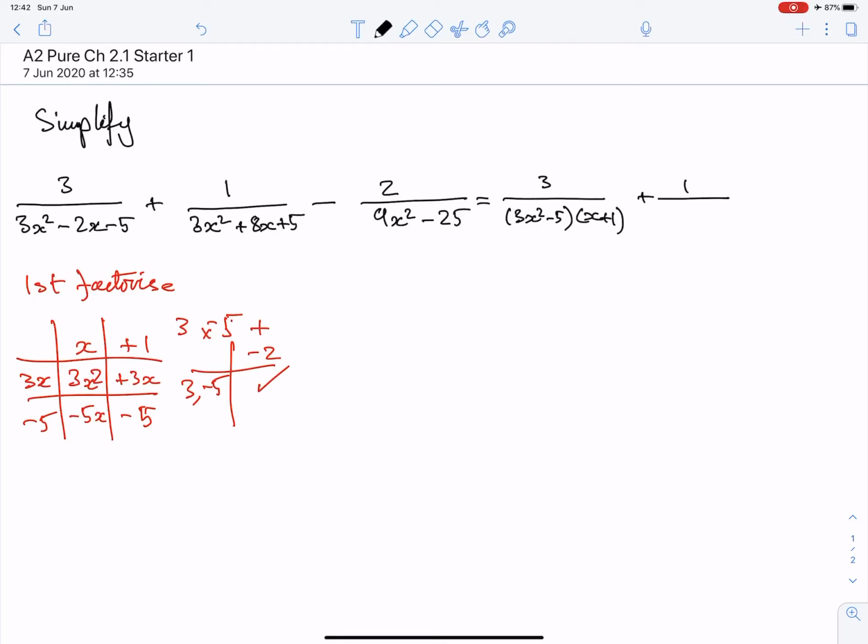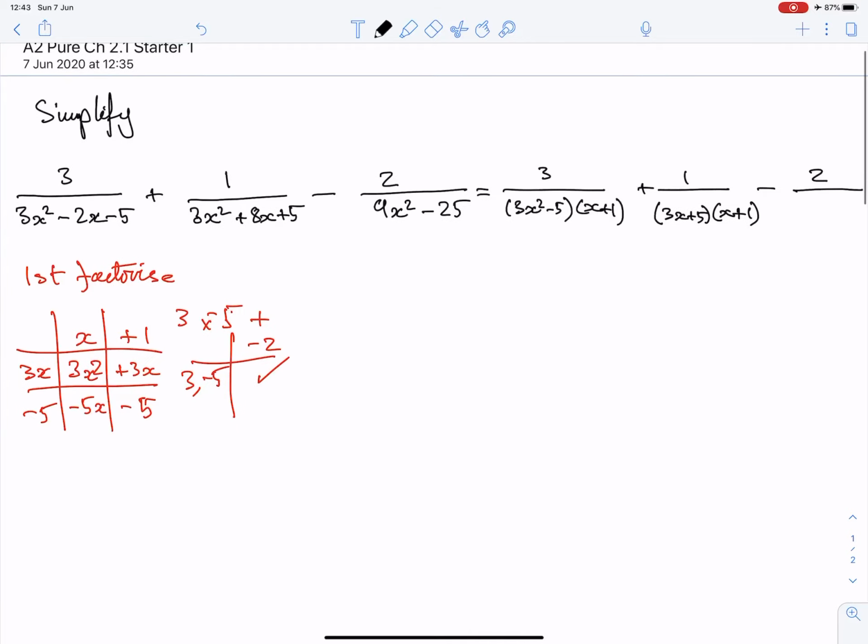And we've got to factorise 3x squared plus 8x plus 5. Well, that looks like it's going to be 3x and x. And we're going to need 8. So plus 5 and plus 1 will satisfy that. 5x and 3x is 8x. 5 times 1 is 5. Again, you can use the grid if you need to. Minus 2 over. And hopefully you recognise that straight away as the difference of two squares. If not, you can use the grid. 3x minus 5, 3x plus 5.